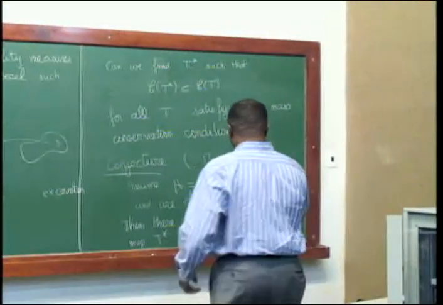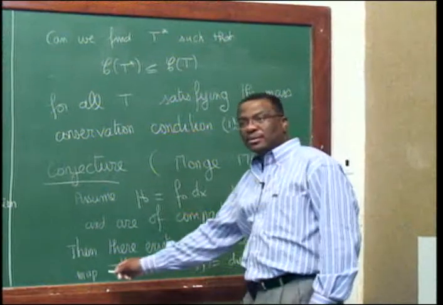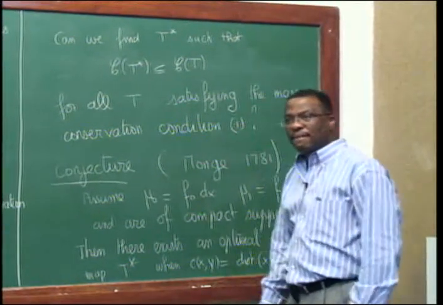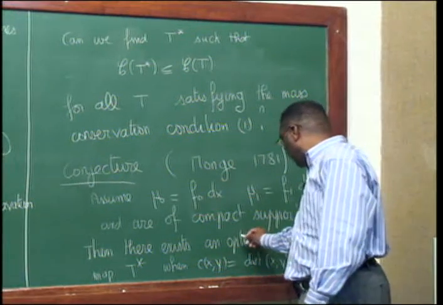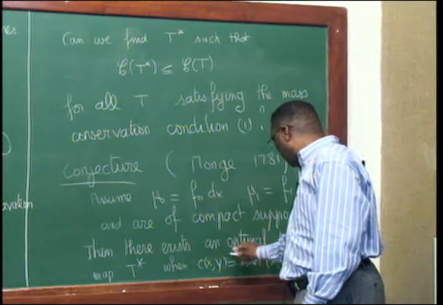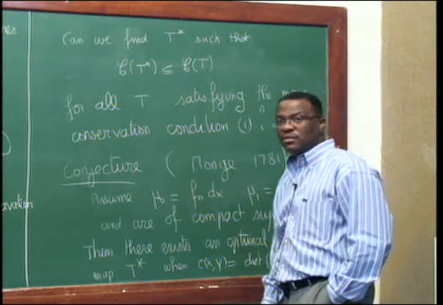You have a doubt? Transport. This one. Transport map T star. Optimal. There is an optimal transport map T star when C of x,y is the distance from x to y.